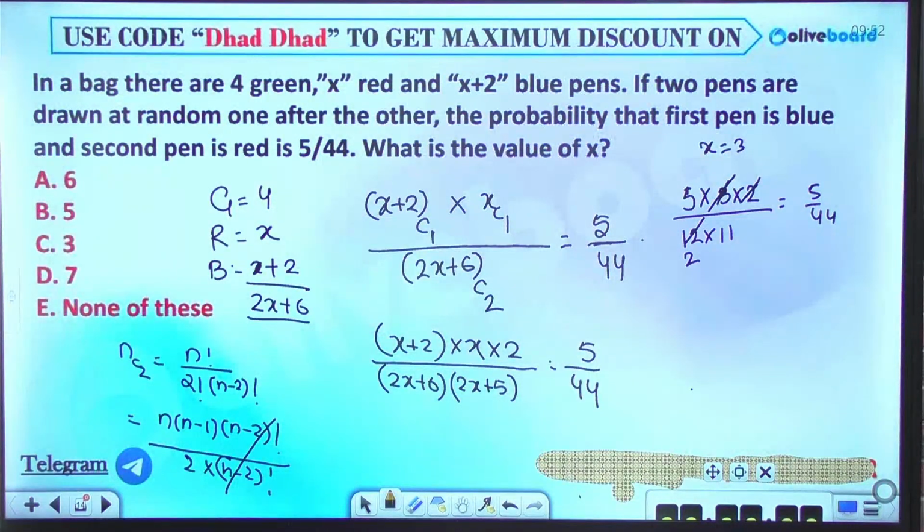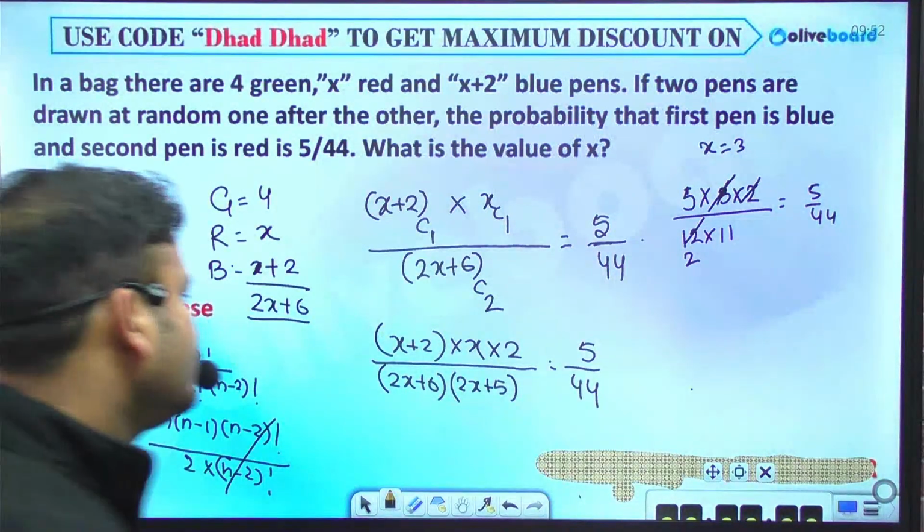So the question is with repetition or without? Clear?